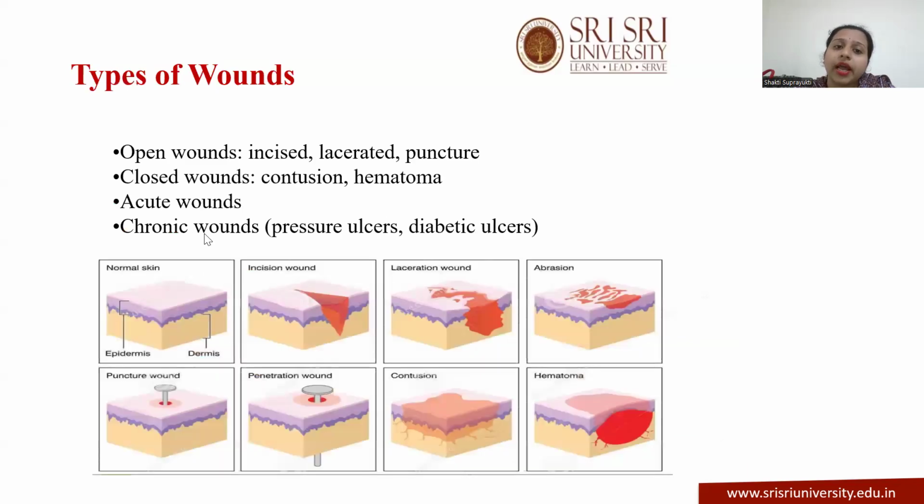Then the types of wound healing. There are mainly four types: open wounds, closed wounds, acute wounds, and chronic wounds. What is in an open wound? Incised, lacerated, and puncture wounds. In a closed wound: contusion and hematoma. Acute is a normal wound, while chronic is severe, such as diabetic ulcer and pressure ulcer. These are the chronic wounds.